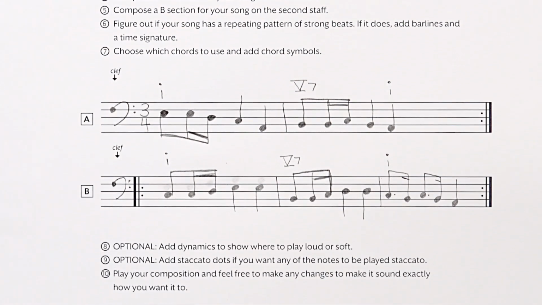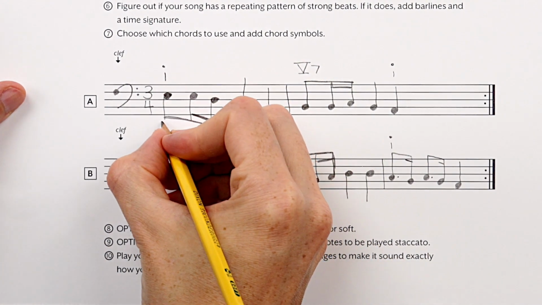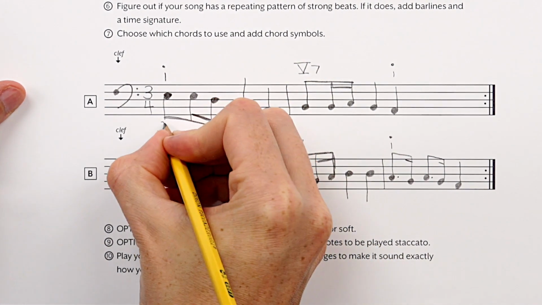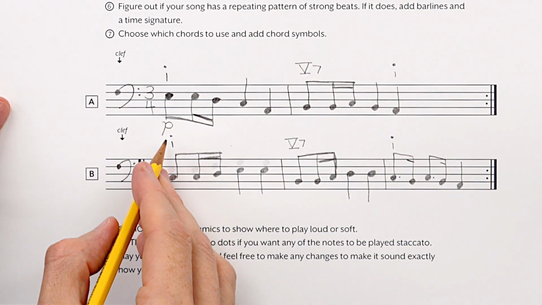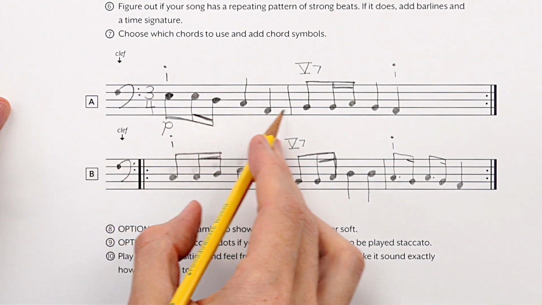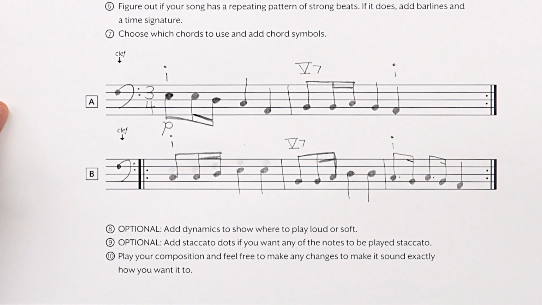Okay, now we're ready for a couple of optional steps. Step 8 says, optional, add dynamics to show where to play loud or soft. Well, I'd love to do that, so let's do that step. Because I want this to be sad, which I decided from the beginning, I think a soft sound would be best. So I'm going to mark piano for the beginning. And I think that takes care of the entire A section. I want that to all be soft.